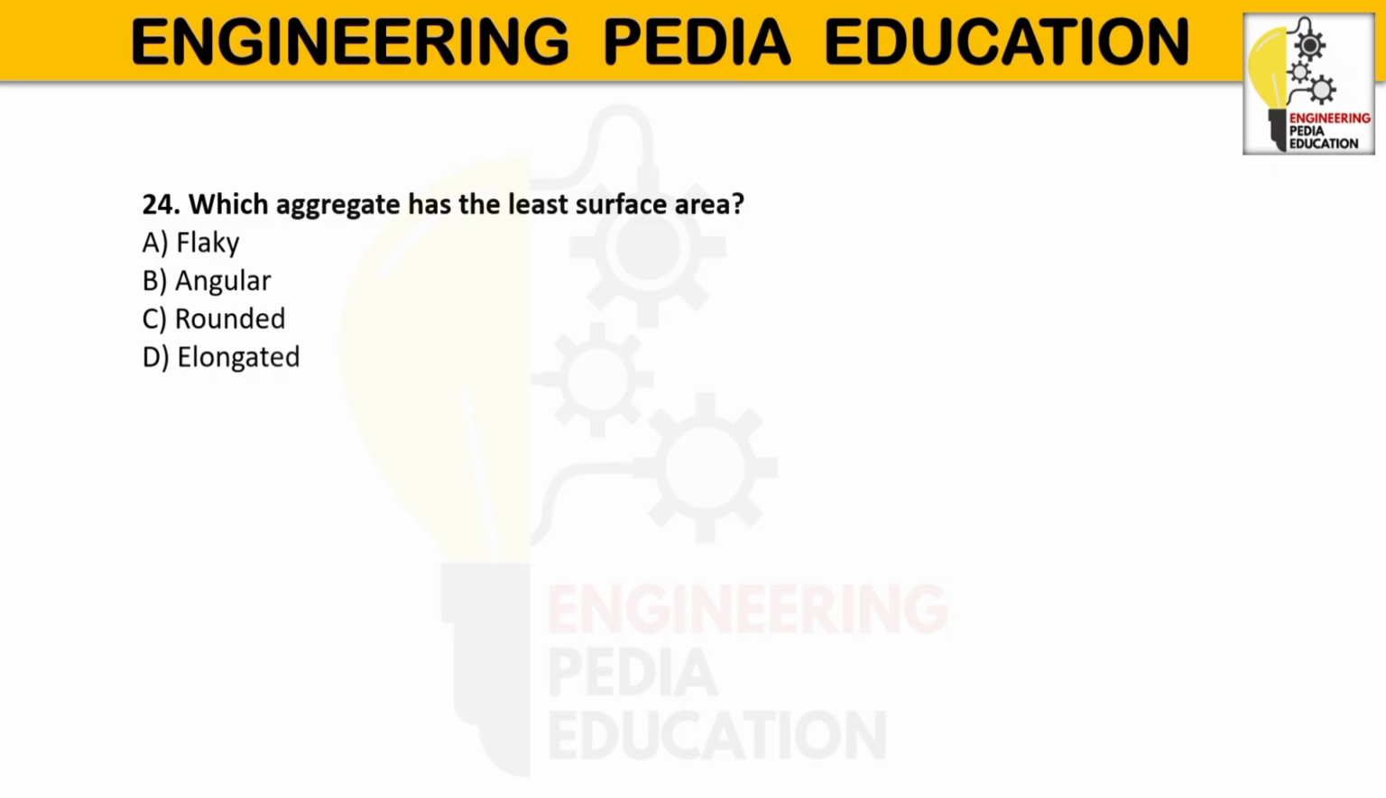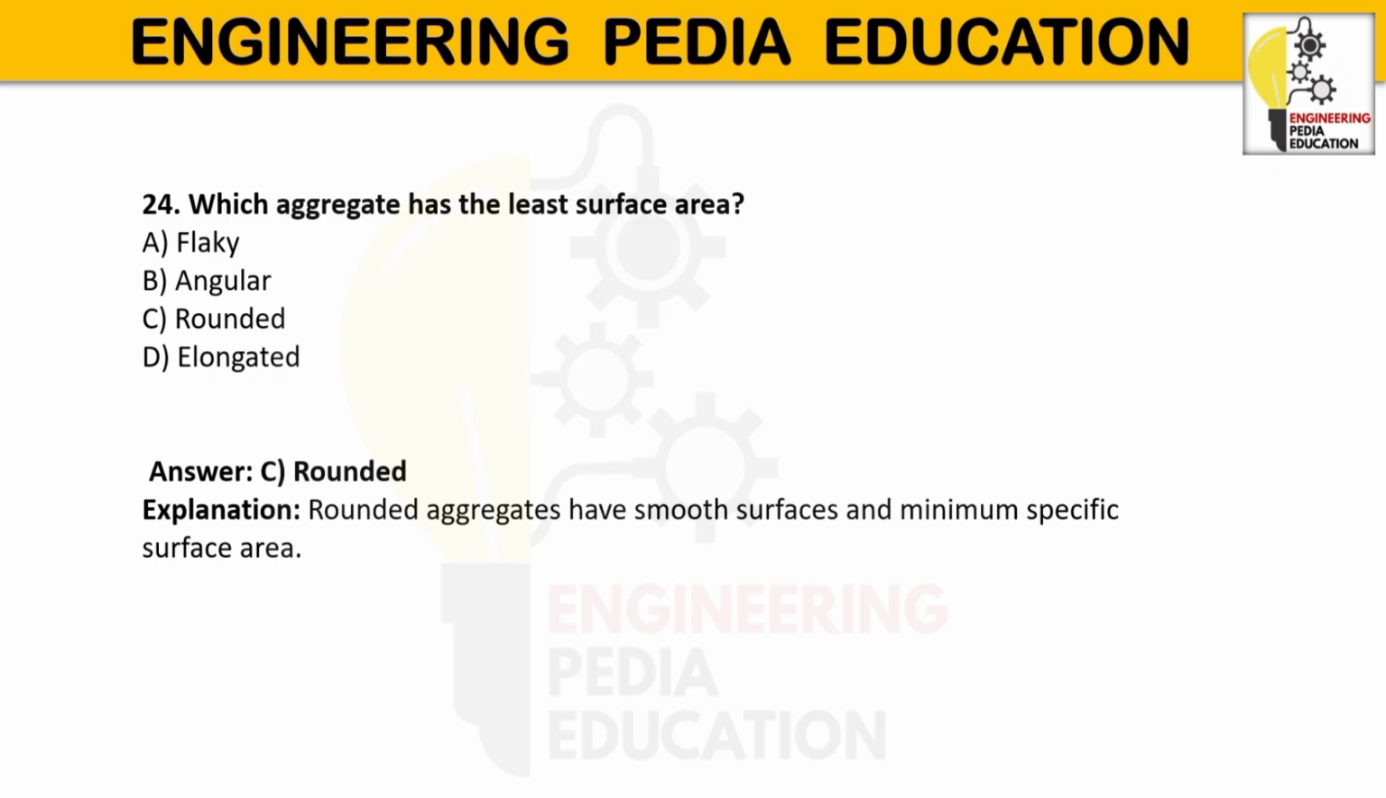Which aggregate has the least surface area? Flaky, angular, rounded, elongated. So the correct answer is rounded. Rounded aggregate has a smooth surface and minimum specific surface area.